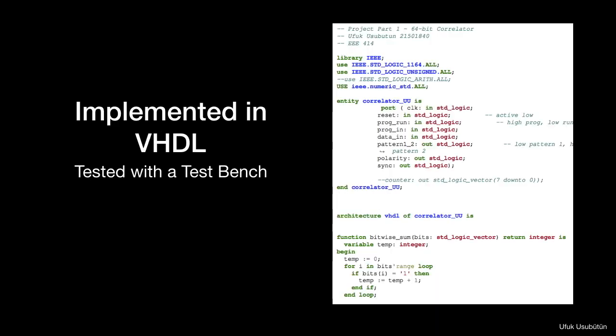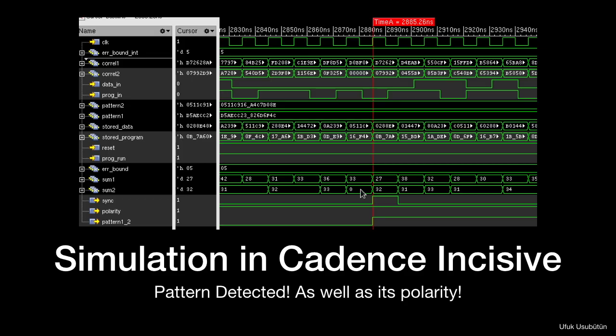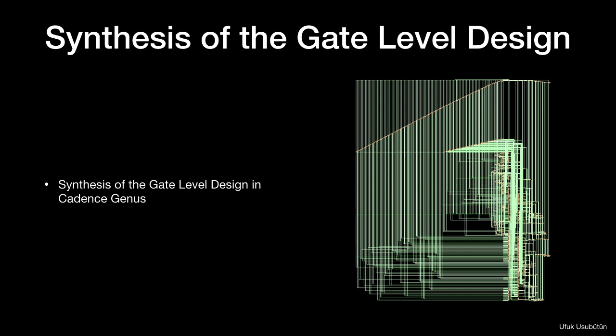So the way I've implemented this was to write a VHDL code and a test bench and run some simulations in Cadence Insys. Here you can see that we're feeding a parallel data in, and then the sync flag is raised at the pointed out point. This happened because a pattern is detected giving zero sum, and you can also see that the device is actually being programmed as well.